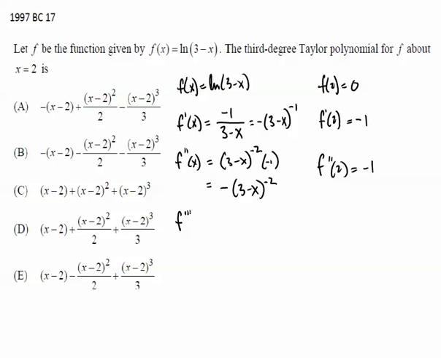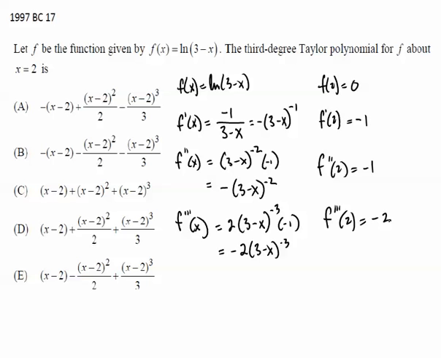Since the first term is 0, we need one more term here. So the third derivative at x is going to be, bring down the 2, and it's going to be positive, but then we're still going to end up with a negative 1 here, so it's still negative 2 times 3 minus x to the negative third. Now when we plug in x equals 2, we are going to get a negative 2 here.